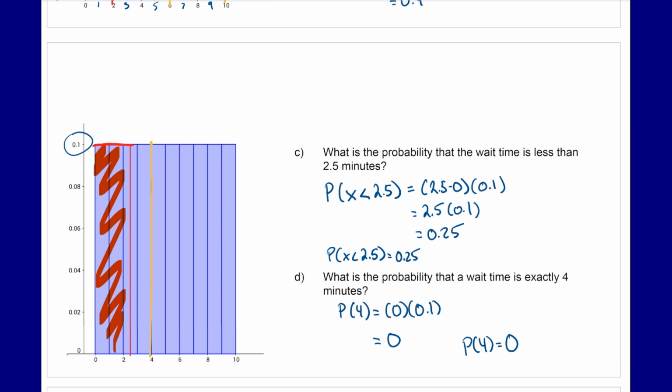Now you might say, well, it waited 4 minutes, but that's only as precise as your measurement tool. In actuality, it might have been 4.1, 4.01, and so on. Right, so when you're looking at continuous data, the probability of getting an exact value is always going to be 0, just because of the nature of continuous data.